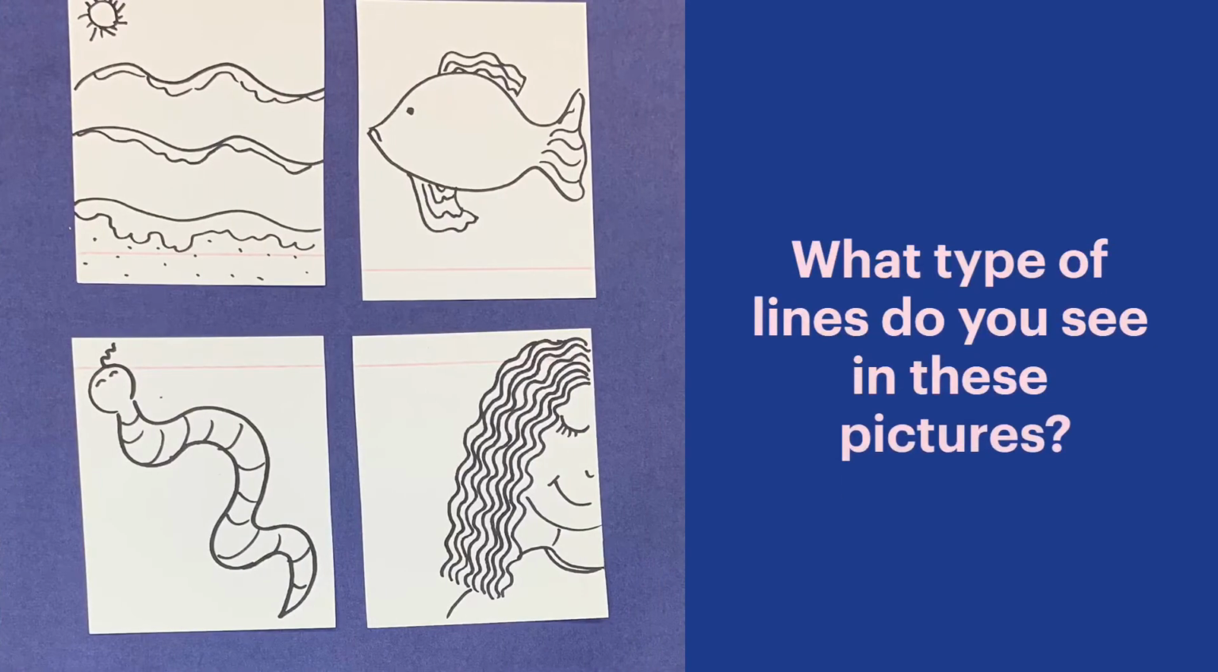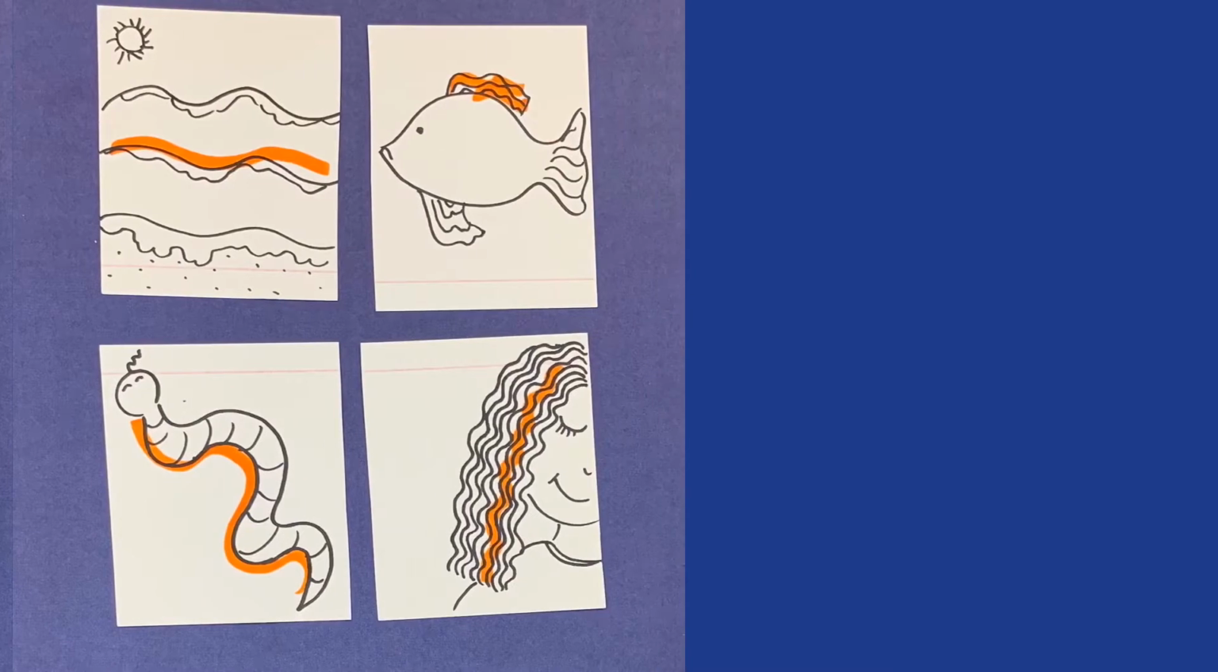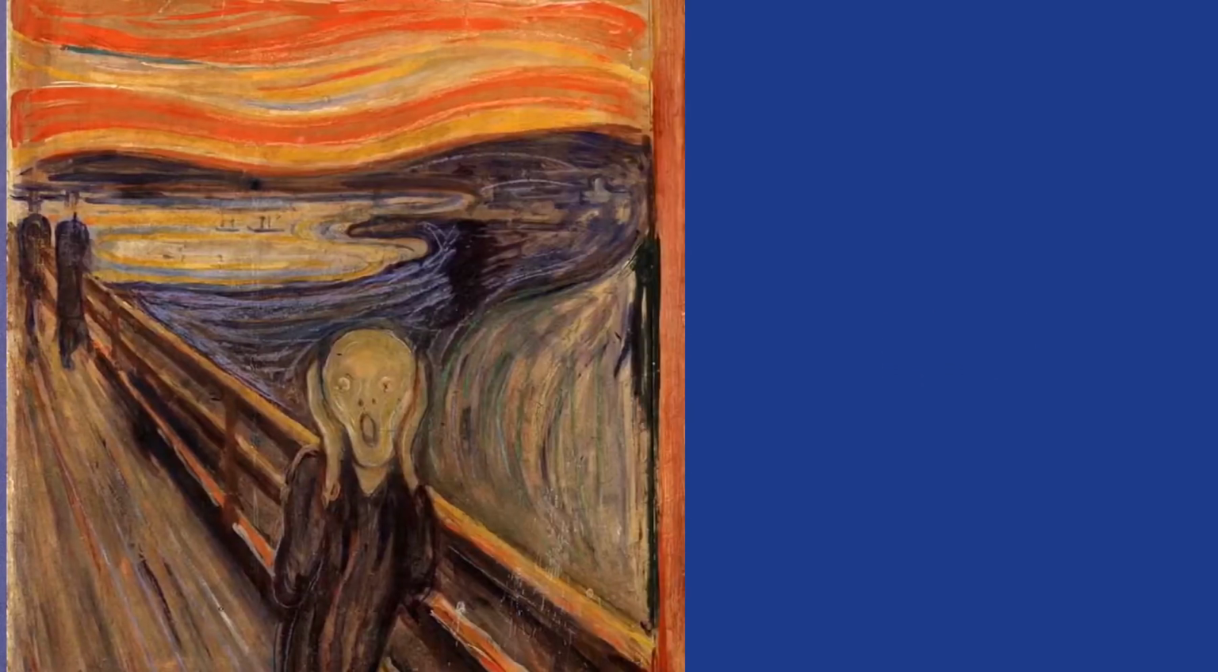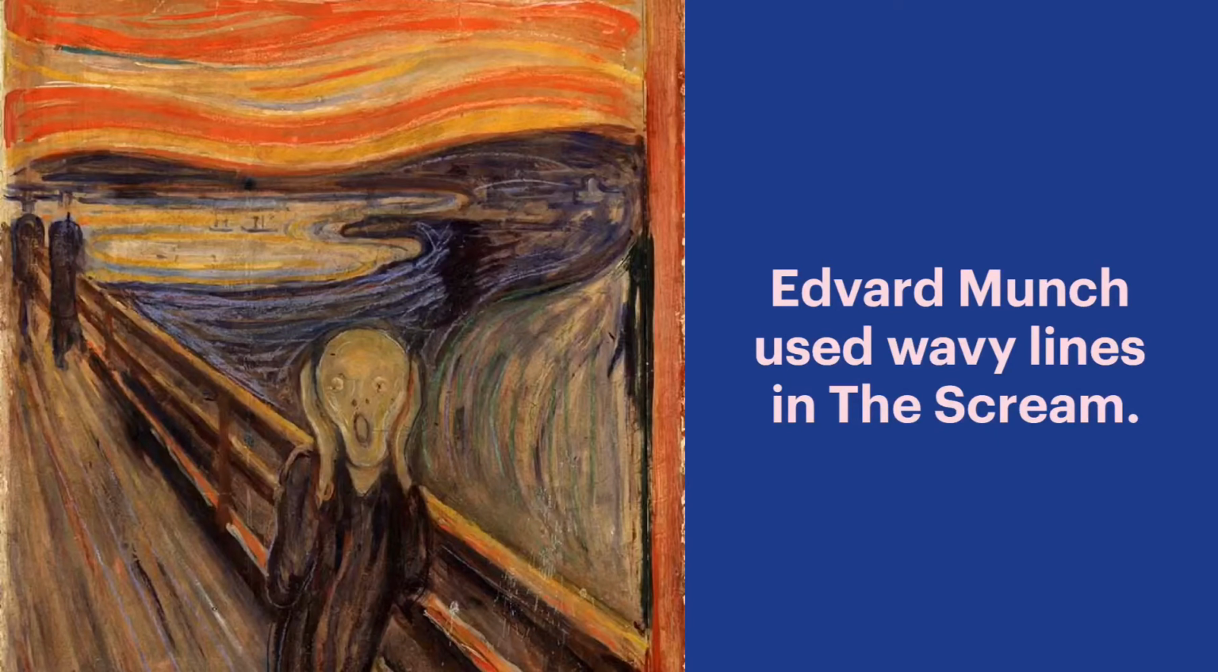What type of lines do you see in these pictures? Wavy. Wavy lines are great for showing movement. The way a snake crawls, wavy hair, the waves at the ocean, or the fins of a fish. Edvard Munch used wavy lines in this painting titled The Scream.